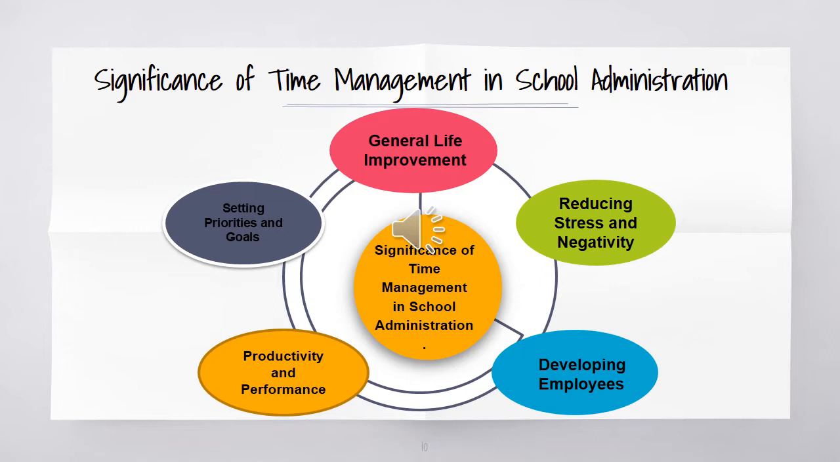Next is reduced stress and negativity. Two things that can severely impact work performance are stress and negativity. Practicing good time management techniques helps to reduce stress by keeping work on schedule and in good shape to meet approaching deadlines. When a staff member is less stressed, he or she is also less likely to feel negatively about the job.